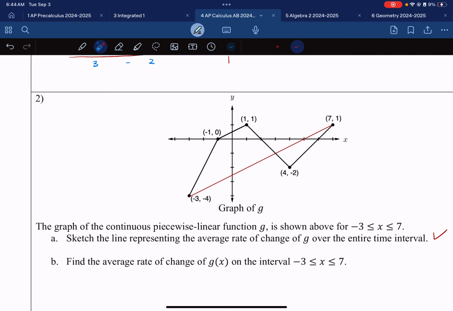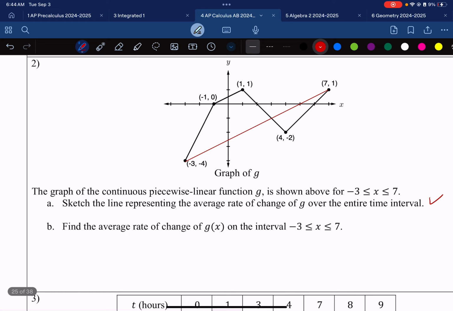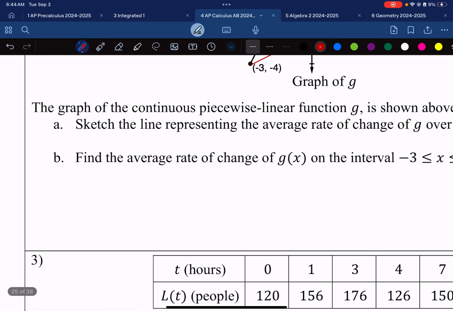And then for part B, find the average rate of change. Again, I'm kind of thinking of the word slope there, between -3 and 7. So you can use the formula, and I'm going to do that. And then I'm going to show you a second way that you could do it. So you could say this is g of 7 minus g of -3 all over 7 minus the -3. There is a double negative, so be careful about the denominator. It is going to be a positive 10.